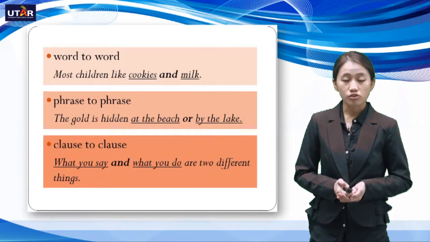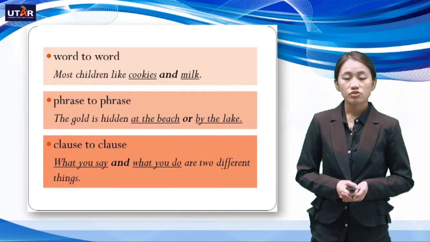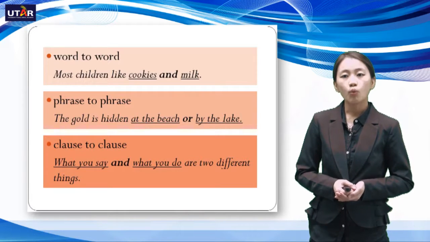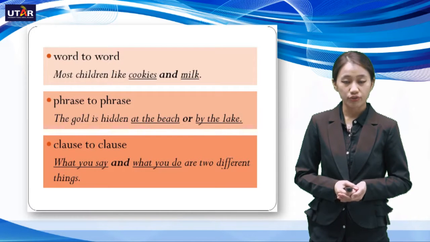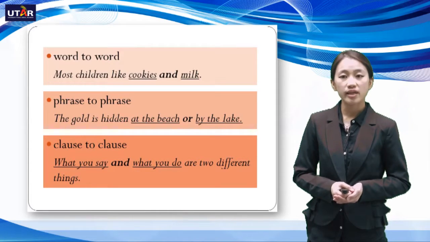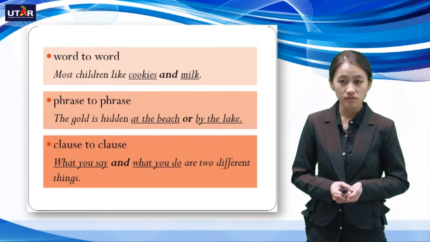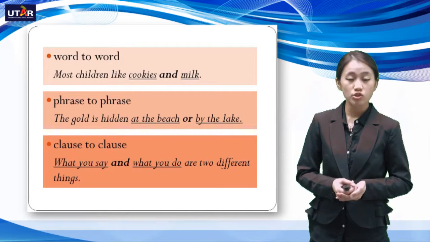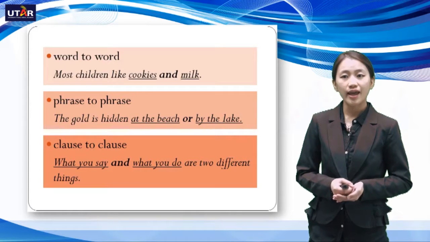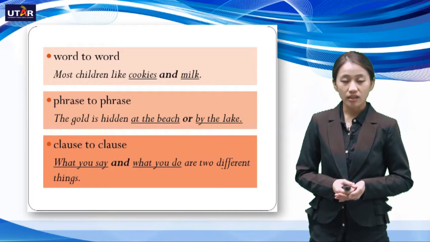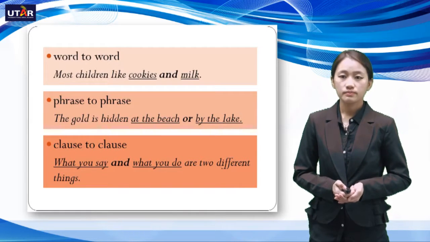Next would be clause to clause. So clause to clause would be what you say and what you do are 2 different things. So what you say is considered as a clause, as it has your subject, which is you, and the verb say. So what you say and what you do. Again, if you see, they are of equal.